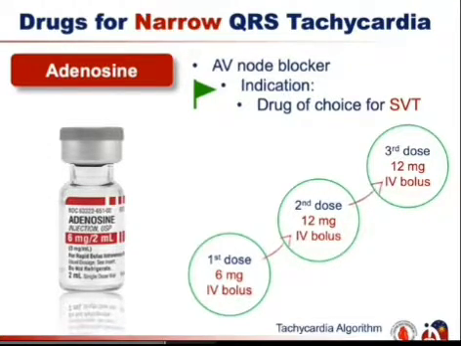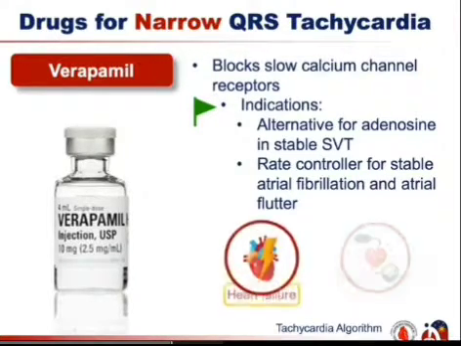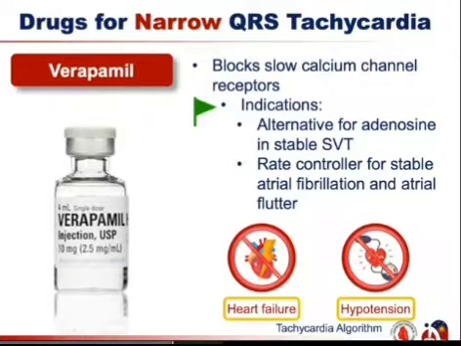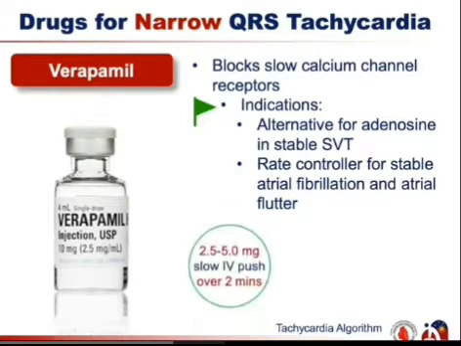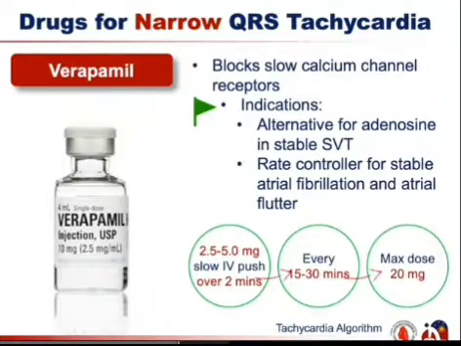Another drug for tachycardia is verapamil. It is a non-dihydropyridine calcium channel blocker that is used as an alternative to adenosine in stable SVT. It can also be used as a rate controller for stable atrial fibrillation or flutter. It is contraindicated in patients who are known to have heart failure and low blood pressure. Initial dose is 2.5 to 5 mg slow IV push over 2 minutes and can be given every 15 to 30 minutes until a maximum dose of 20 mg is reached.